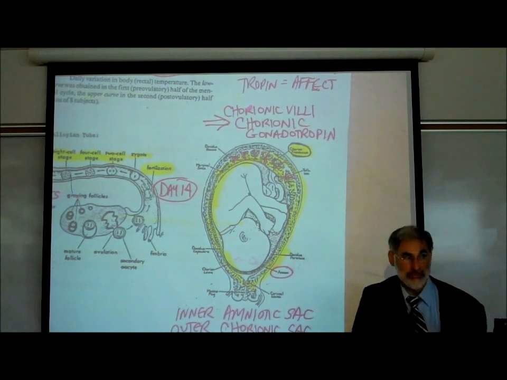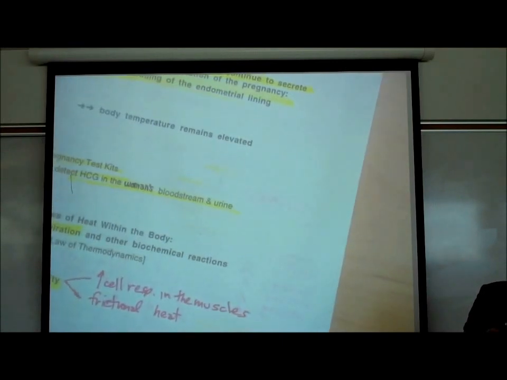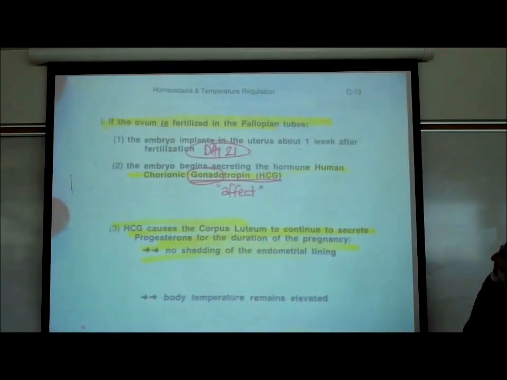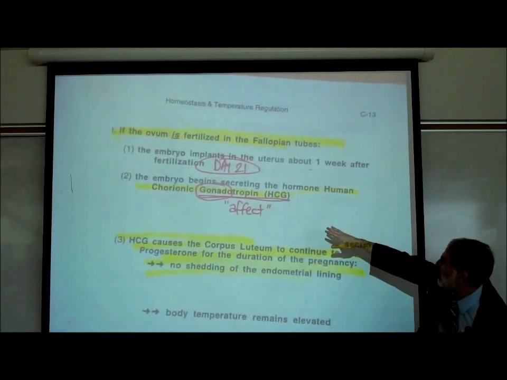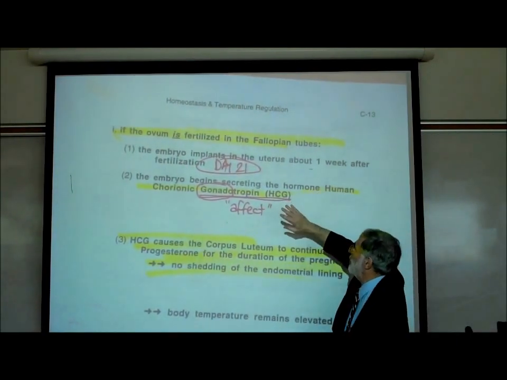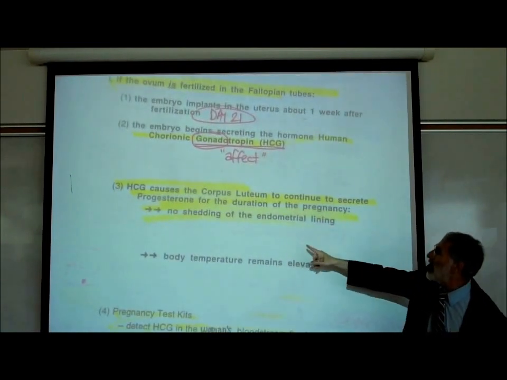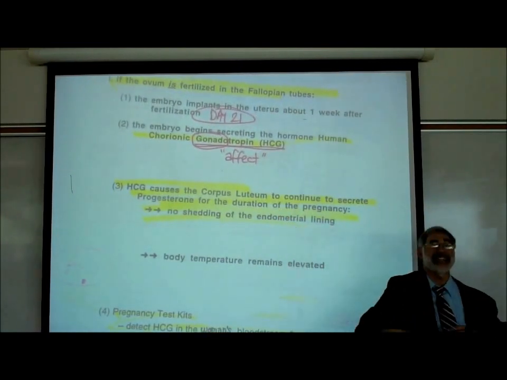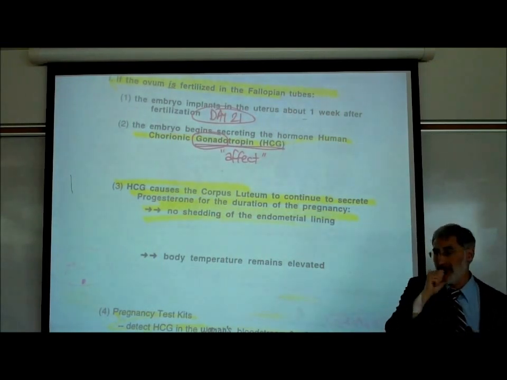What does it do? I wrote what it does on page C13. On C13, the embryo begins secreting, it's really the chorionic sac of the embryo, begins secreting a hormone called Human Chorionic Gonadotropin. HCG causes the corpus luteum to continue to secrete progesterone for the duration of the pregnancy.